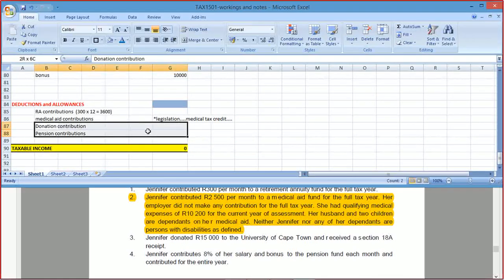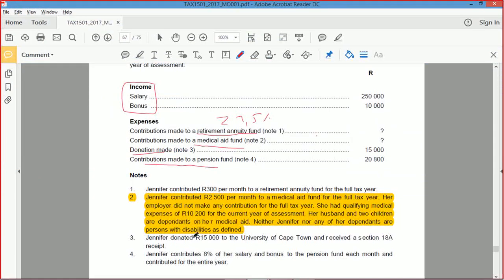Okay, the donation. How much was the donation? Jennifer donated 50,000 to the University of Cape Town and received a Section 18A receipt. That's good. Okay, would she be able to claim that as a deduction? Yes, so long as it's in line with the taxable income. Okay, so obviously they're allowed to claim a certain amount.